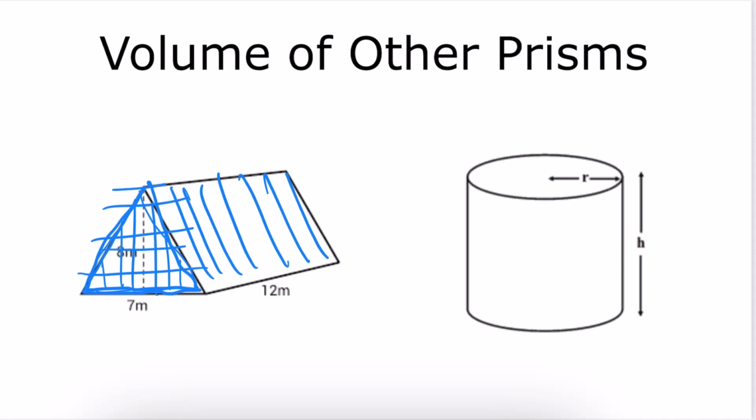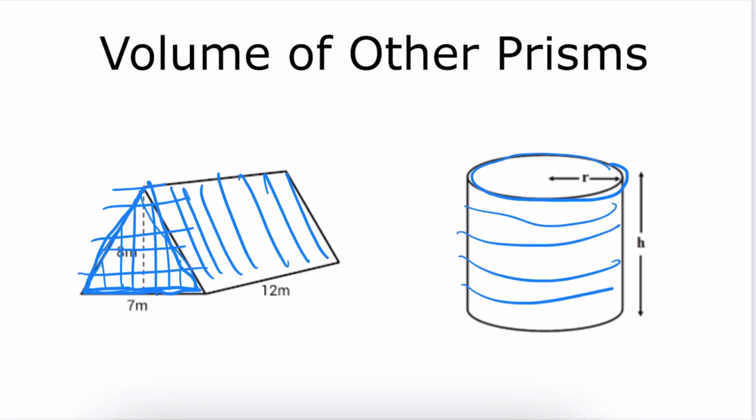So the volume for a cylinder will be very similar, where you'll figure out how many cubes it would take to cover the bottom of the base of the cylinder, and then you figure out how many layers of those cubes you would need to fill up the entire cylinder. So that's a little hint for those of you that are doing the volume of prisms or cylinders.